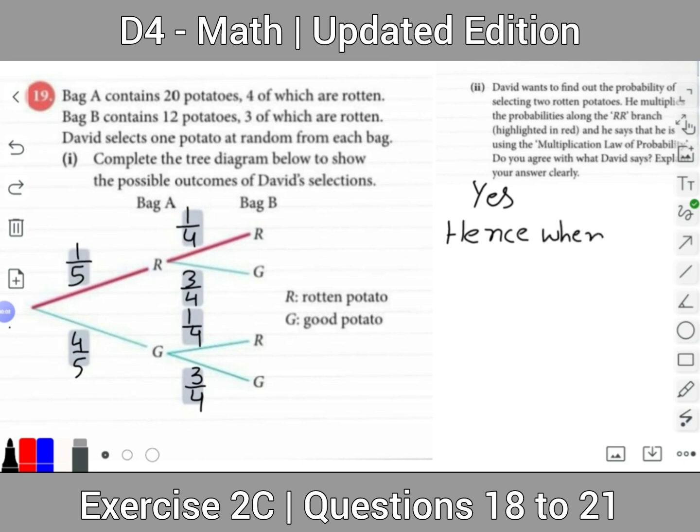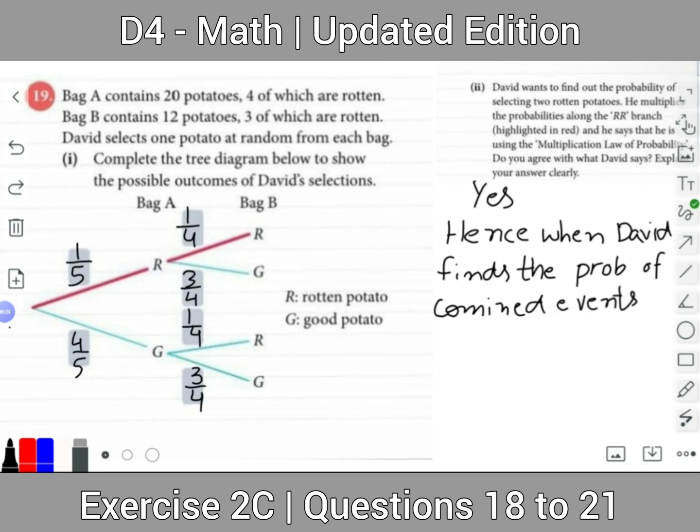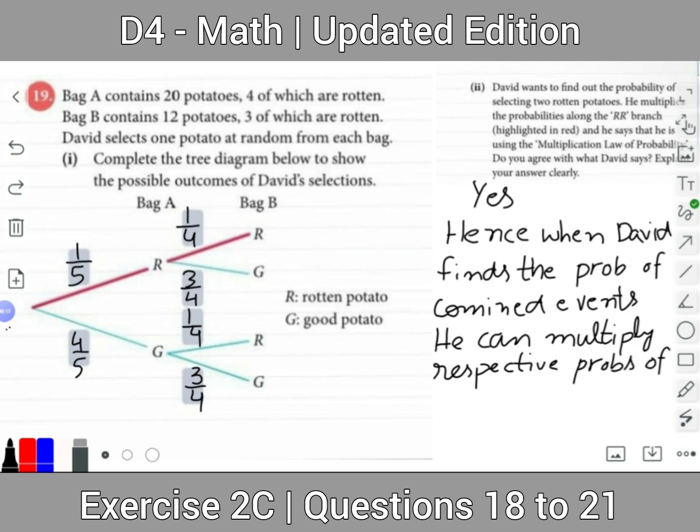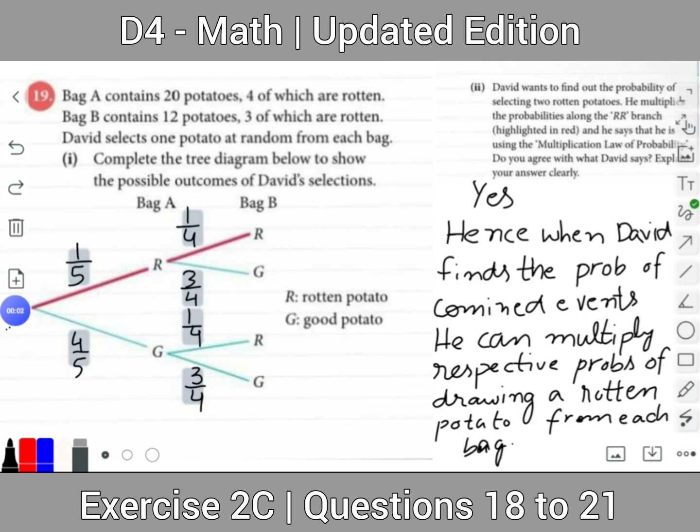Hence, when David finds the probability of combined events, he can multiply the respective probabilities of drawing a rotten potato from each bag. This is the multiplication law of probabilities.